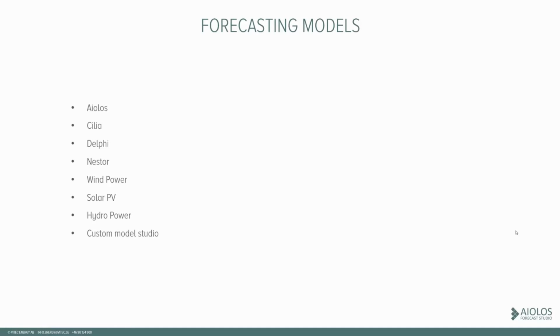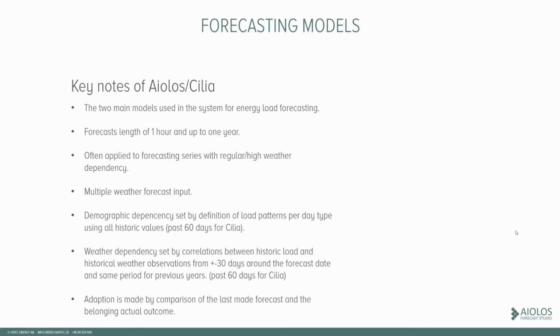So let's have a look at the different forecasting models that are included in the software. We will go through each and every one a little bit more in detail here. So let's start with the two top ones, Aiolos and Celia. Aiolos and Celia are the two main models used in the system for energy load forecasting, so not for the production forecast like wind power.